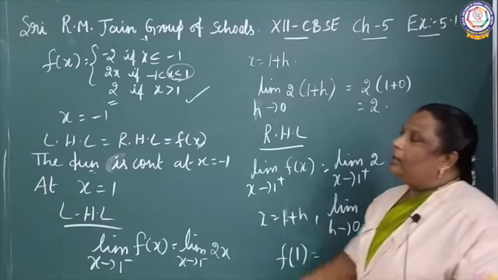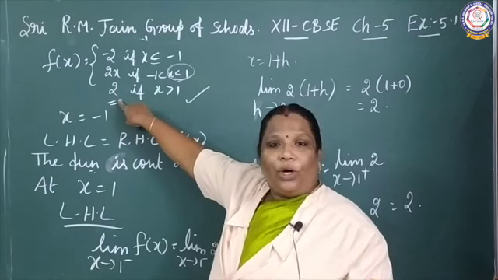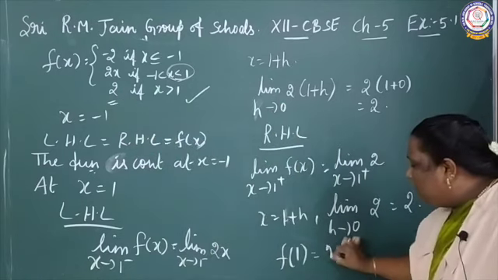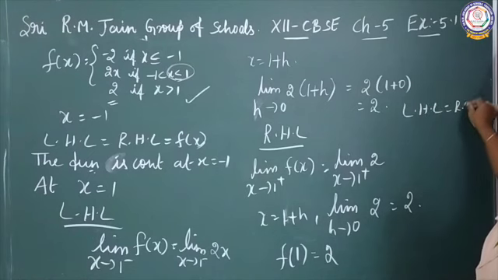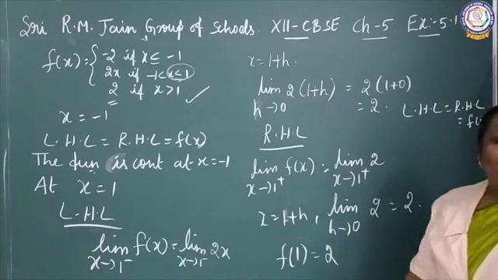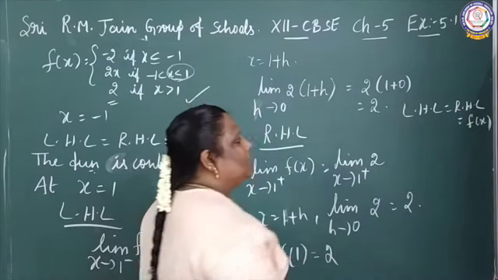F of 1 is 2 into 1, 2. This number is also 2, so it gives the value 2. Left hand limit equal to right hand limit equal to f of x.